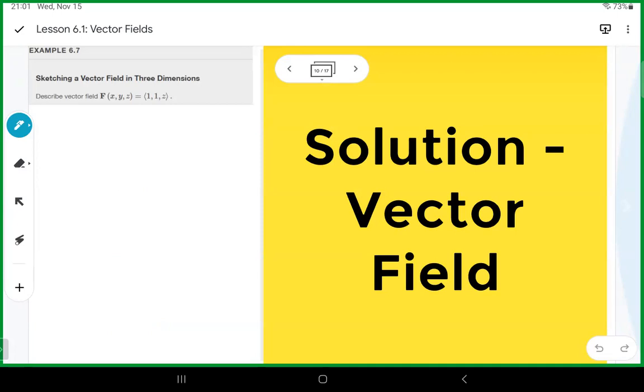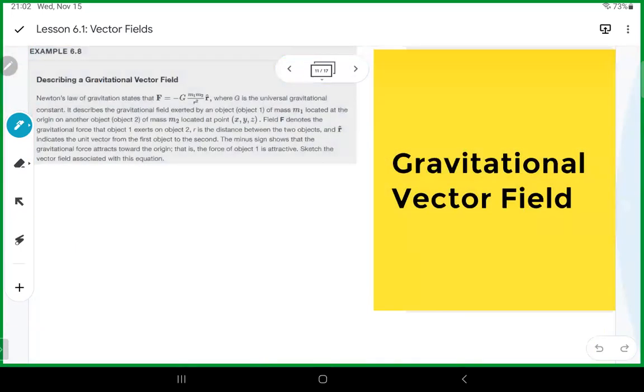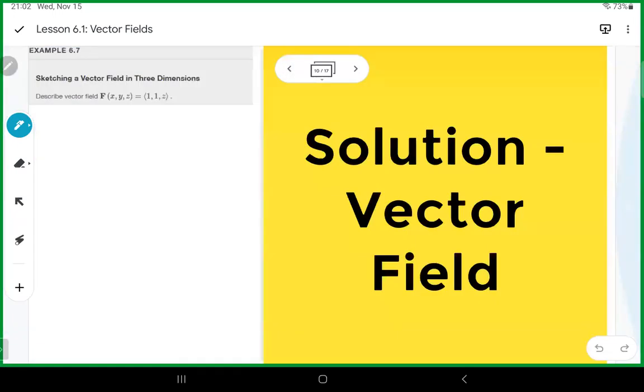So we want to sketch a vector field in 3 dimensions. So describe the vector field F(x, y, z) as being <1, 1, z>. Give me 1 second. All right, guys, sorry about that. I somehow just skipped this whole problem when I was preparing my lesson.